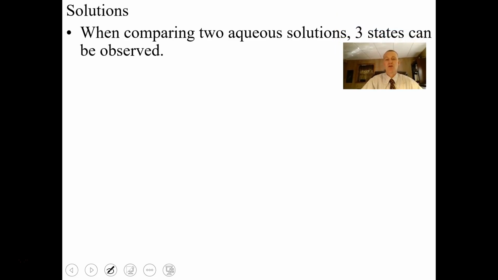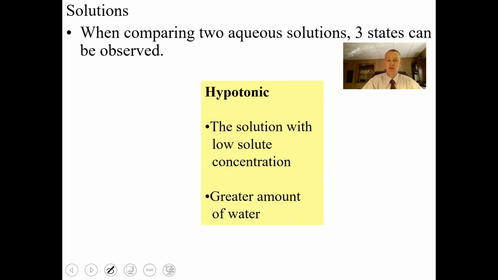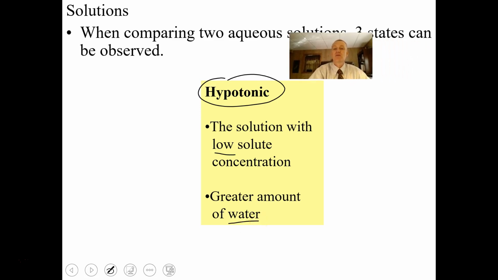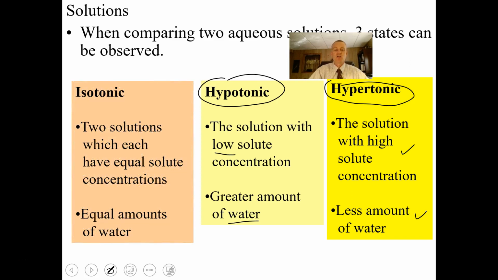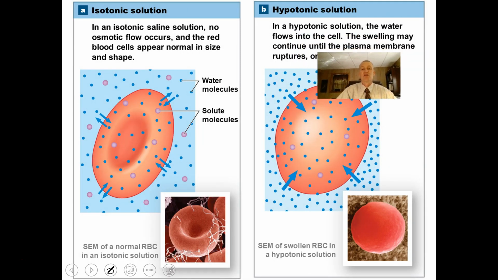So when comparing two aqueous solutions, three states can be observed. You can have a hypotonic solution. A hypotonic solution is a solution with low solute concentration compared to another solution. It'll have a greater amount of water because it has lower amounts of solute. A hypertonic solution is a solution where you have high solute but less water compared to another solution. And if you have two solutions that have equal solute and equal water concentrations, we call that an isotonic solution. Knowing these solutions is really important in anatomy and physiology, and if you're going into the medical field, this is something you would definitely want to know about.